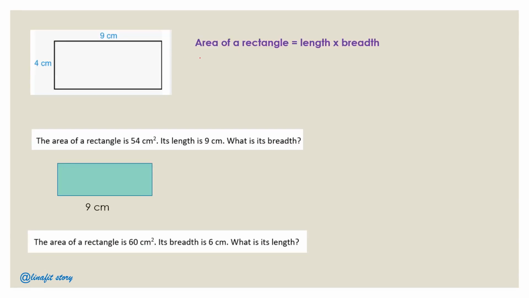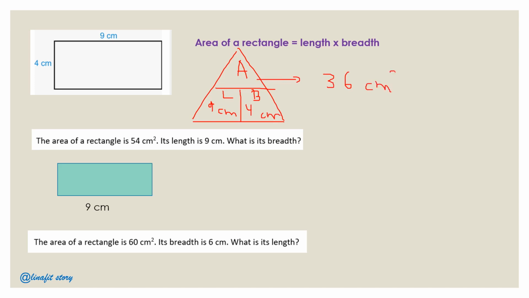This is a rectangle. How to get the area of a rectangle? To find the area of a rectangle, multiply the length by the breadth. So as we can see over here, the length is 9 cm and the breadth is 4 cm. So the area is 9 cm times 4 cm, which is 36 square cm.